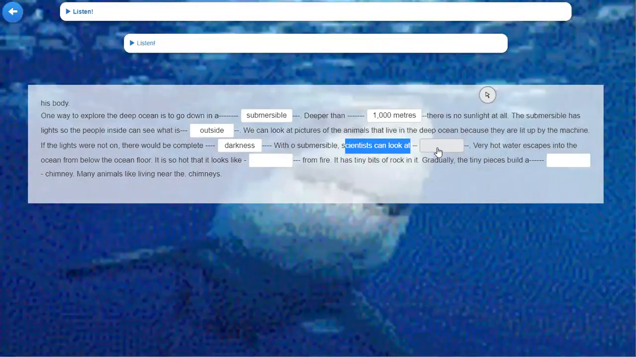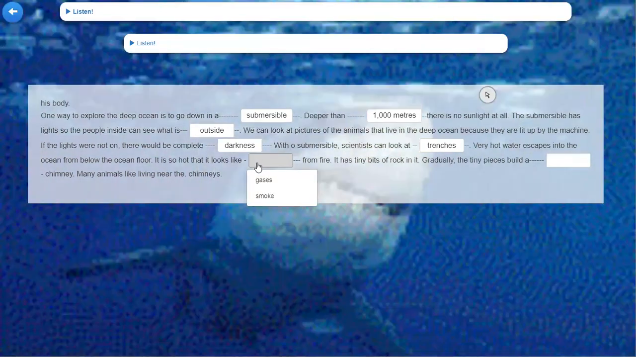Scientists can look at chimneys or trenches. Very hot water escapes into the ocean through a chimney from below the ocean floor. It is so hot that it looks like gases or smoke from fire. It has tiny bits of rock in it.